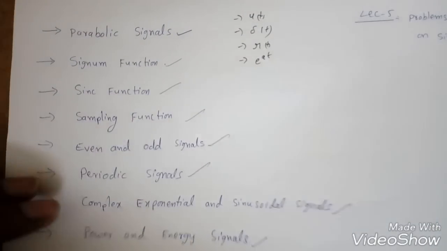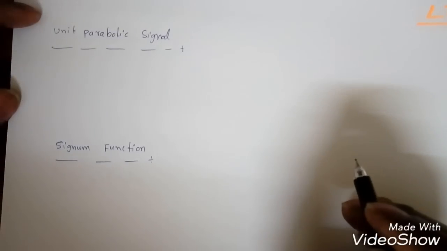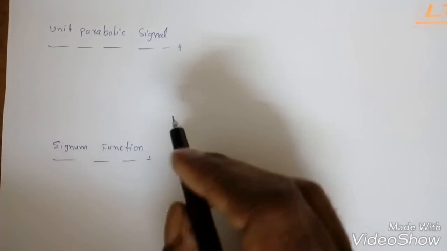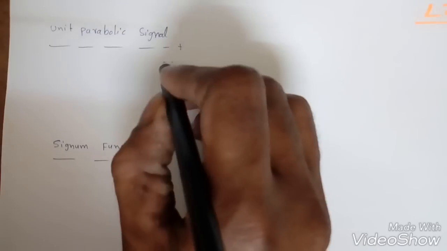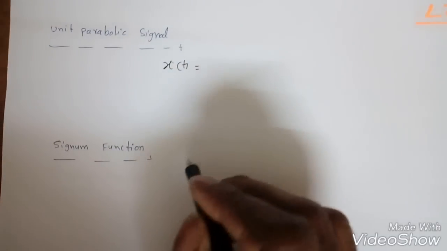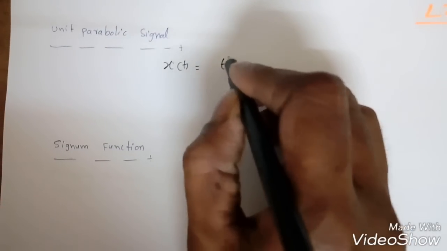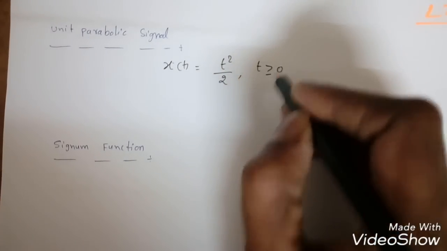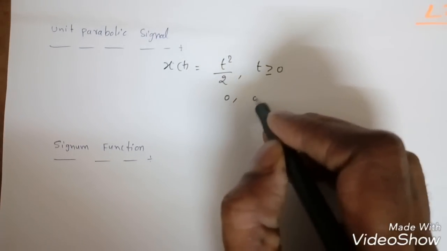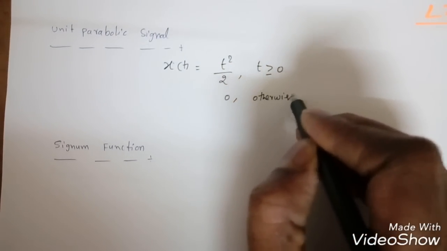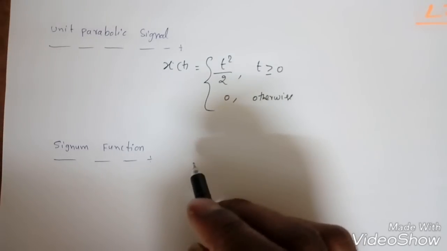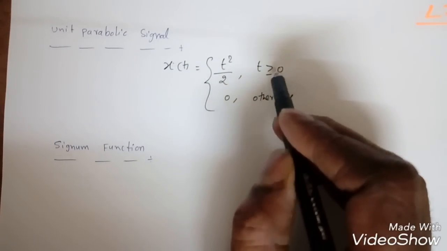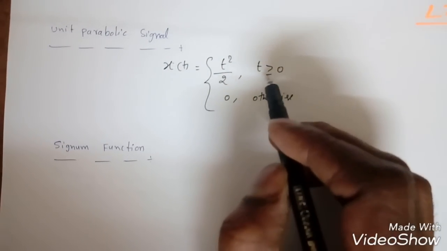Now we'll see, one by one, what the signals are. First we will see the parabolic signal, or generally the unit parabolic signal. The definition, or equation, is x of t equals t square by 2 for t greater than or equal to 0, and it is 0 otherwise. When t is greater than or equal to 0, this is the unit step function's domain.